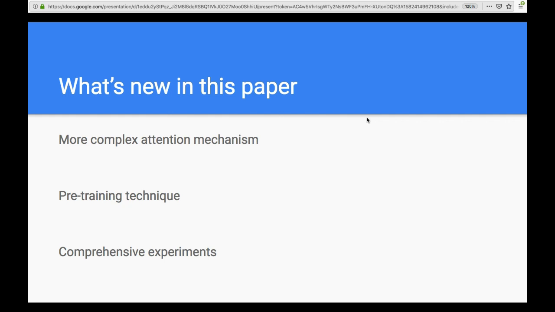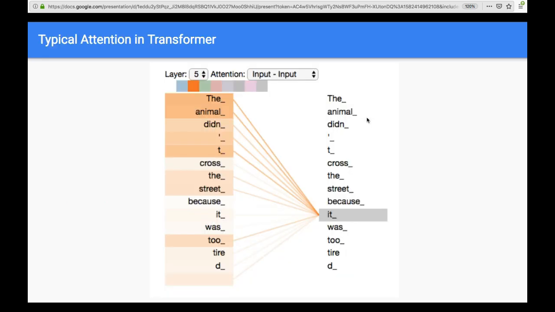And lastly, this paper did a very comprehensive experiment. Like I said, they use very statistical ways to show their model is better, which is quite convincing. So I would like to introduce what a typical attention in a transformer is. Basically, we call the attention mechanism in a transformer self-attention.